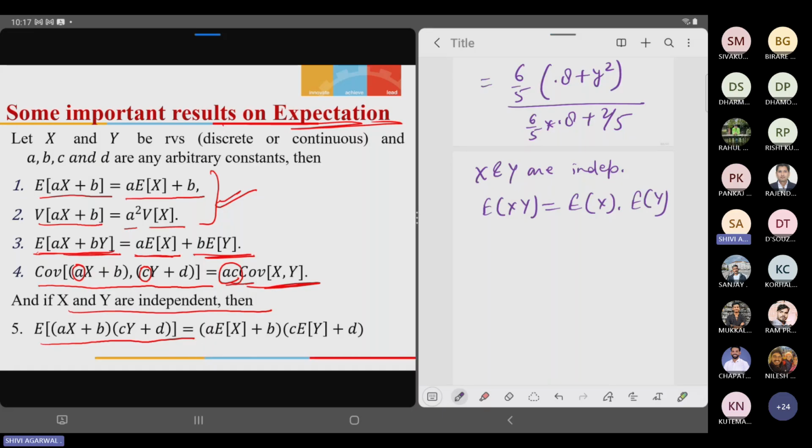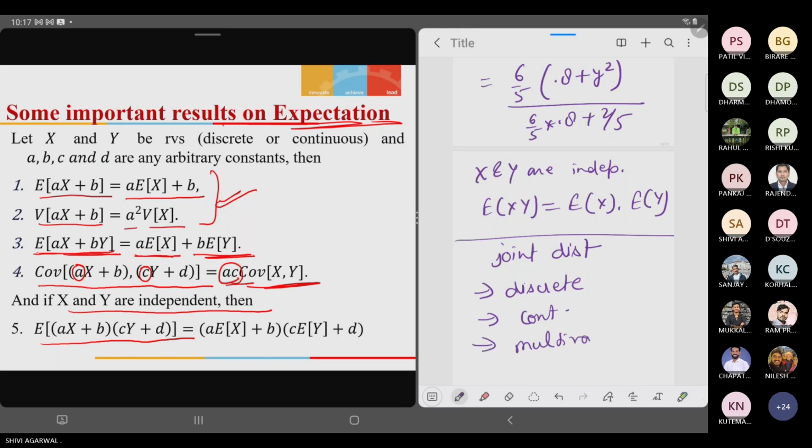So the next topic is moment generating function. I am not doing this one because time is almost over, so I stop here. Today we have done the joint distribution. I am just recalling it again: in this one we used the discrete case, we have done the continuous case, and we have done the multivariate. In the next class we will start the moment generating function.